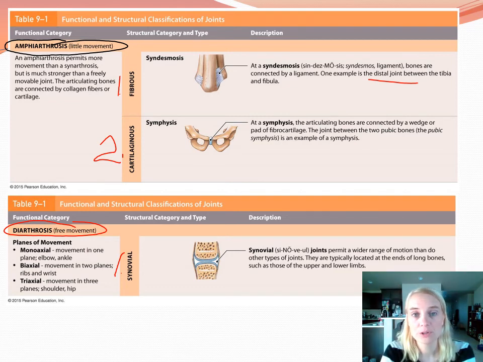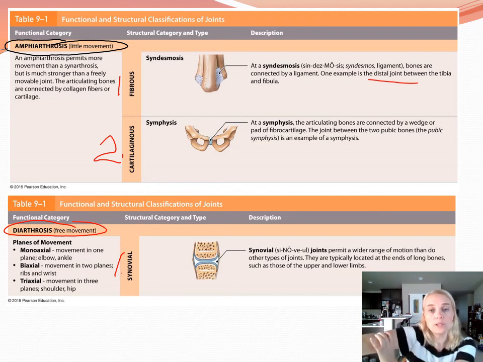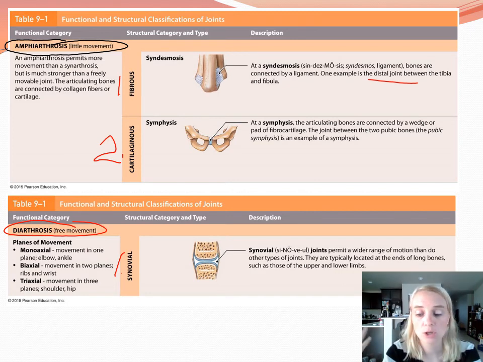The third example is called triaxial, which means you should be able to move forward and back in this frontal plane and in a rotational plane. The only two places that you have triaxial joints are your shoulders, which are a ball and socket type of synovial joint, and your hips. Those are the only places you can do triaxial.